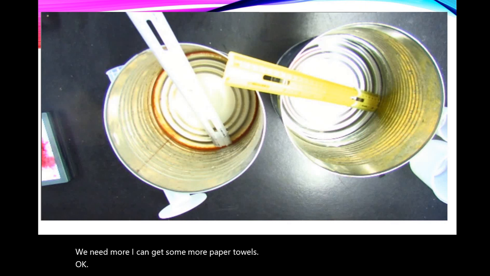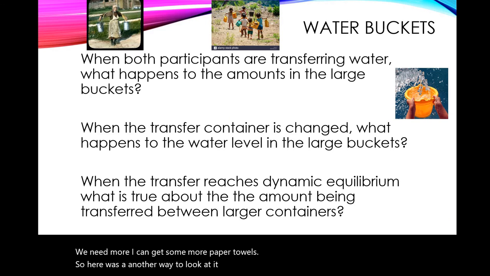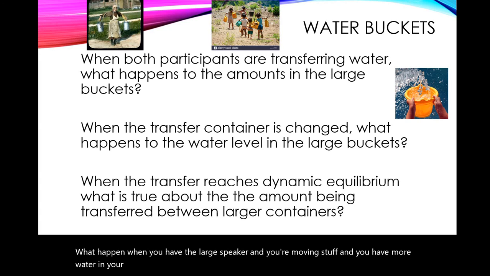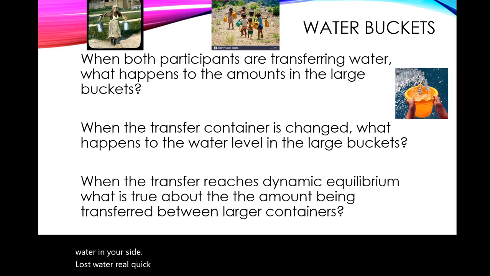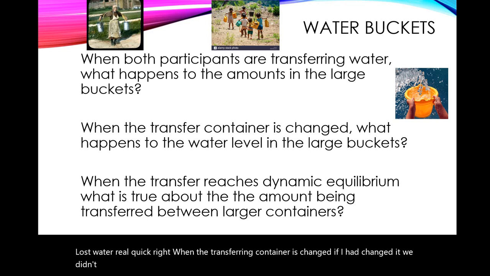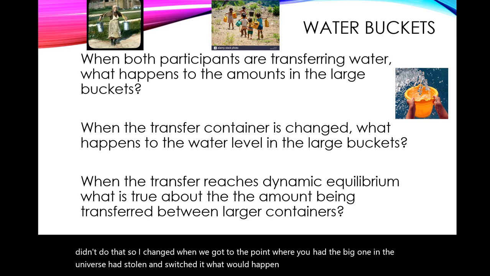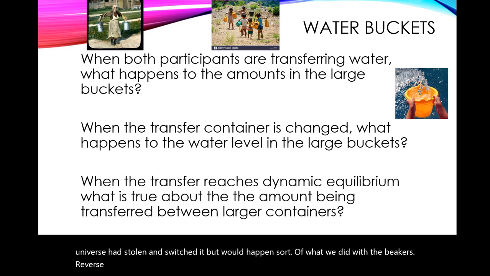So here was another way to look at it. We had cans. You'd measure them. When both participants were transferring the water, what happened to the amounts in the bucket with a large amount of water? So what happened when you had the large beaker and you're moving stuff and you had more water on your side? You lost water real quick, right. And when the transferring container has changed, if I had changed it, we didn't do that. So when we got to the point where you had the big one and the other person had the small one, and we switched it, what would have happened? Sort of what we did with the beakers. It would have reversed, right? When we reach that dynamic equilibrium, that means if we just kept going and going for 5-10 minutes the same way, nothing would have changed.